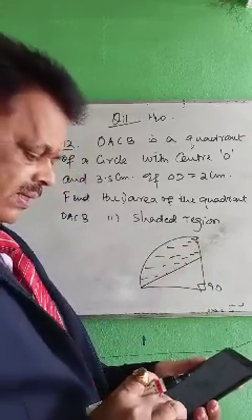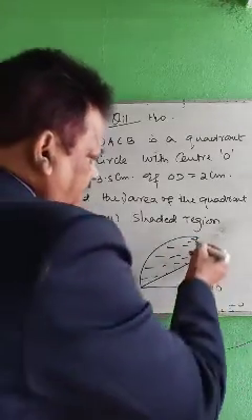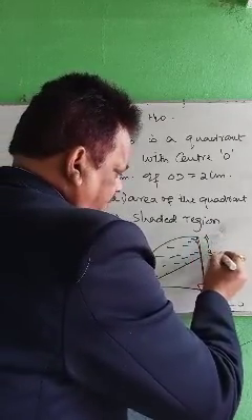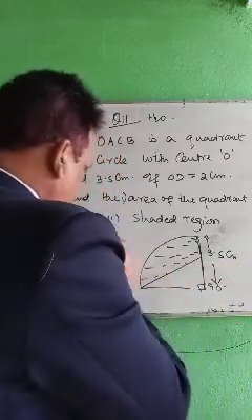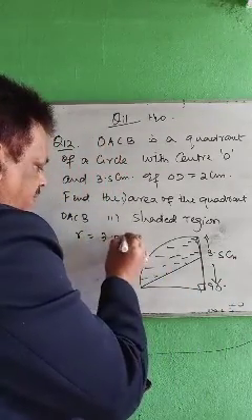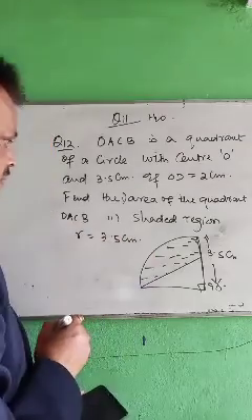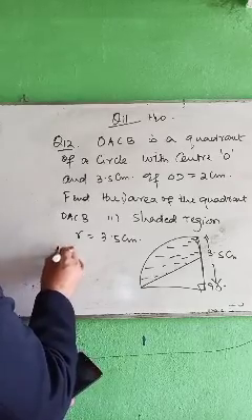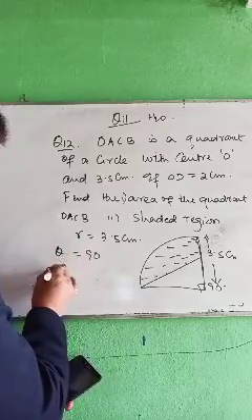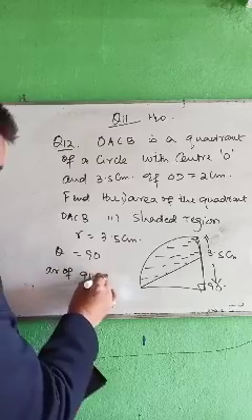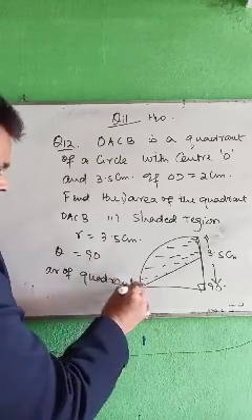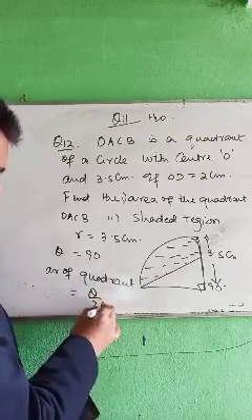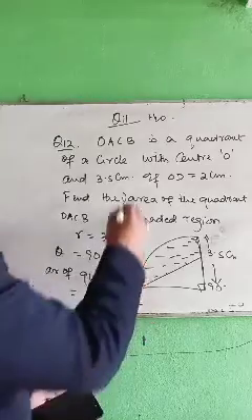Okay. What else is given? Radius 3.5. This will become a radius for us. That means R equals 3.5. So R is 3.5, and theta is 90 degree. The area of quadrant is theta by 360 pi r square. The first one is done.